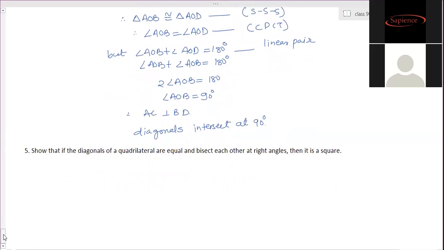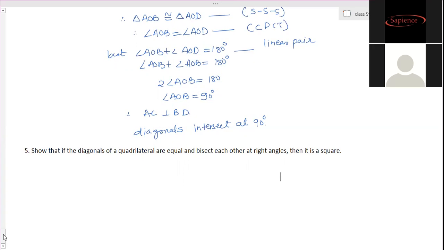Now here it is a quadrilateral. Show that if the diagonals of the quadrilateral are equal and bisect each other at right angles, then it is a square. So we have been given one quadrilateral in which the diagonals are equal, they are bisecting and they are perpendicular. Then we have to show that it is a square.